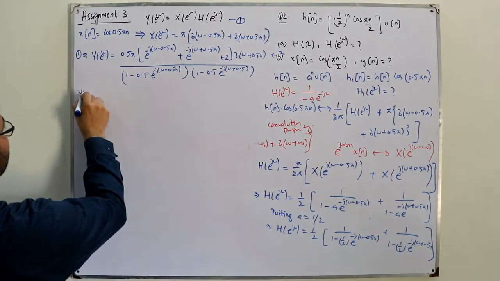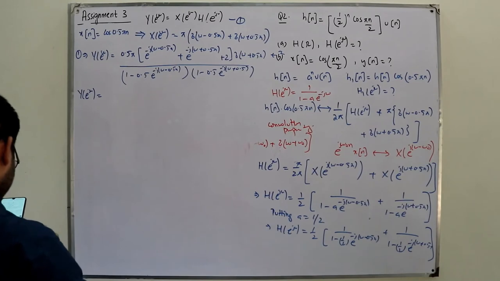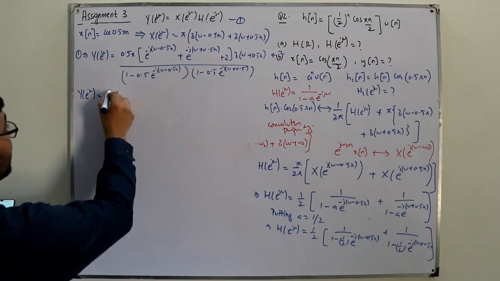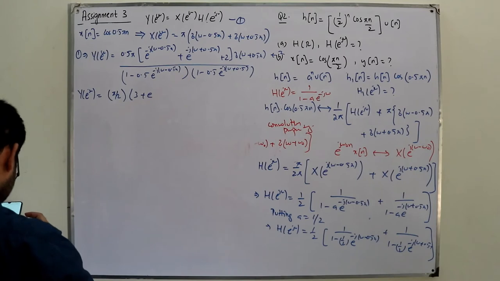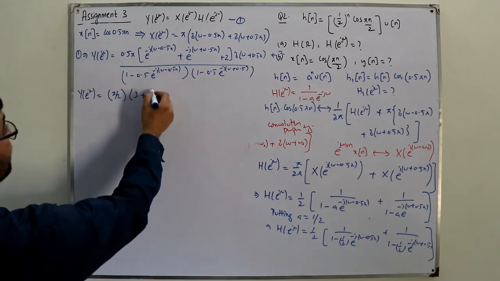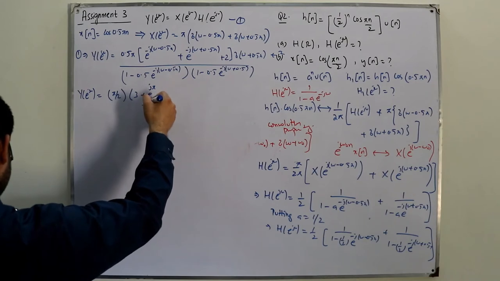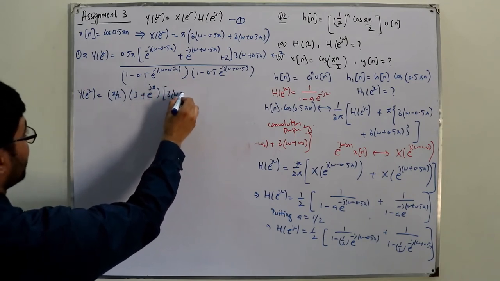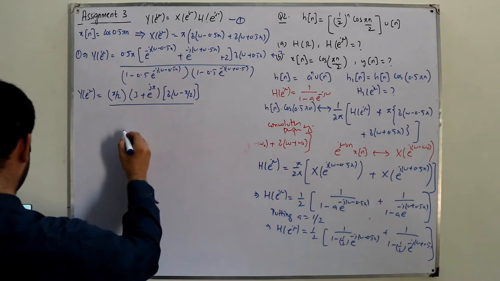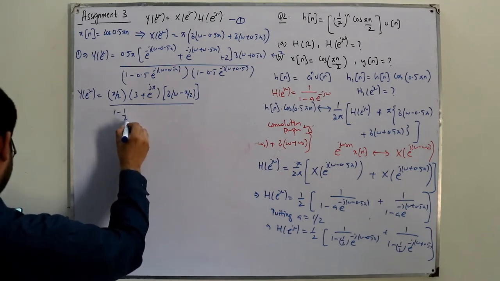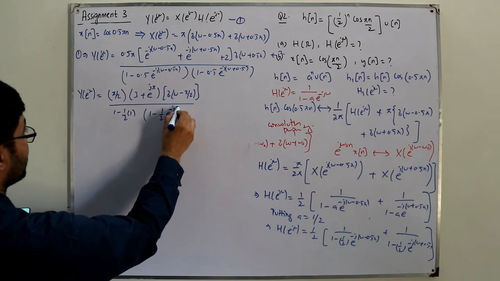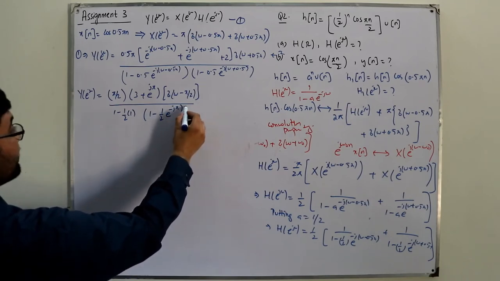Y of j omega, exponential of j omega comes out to be what? Pi by 2, I would write it like here, pi by 2, right? Then you have a 3 plus exponential of j pi. You solve them yourself. I may have some mistakes. Then you have a delta of omega minus pi by 2 divided by 1 minus 1 over 2 into 1 and multiplied with 1 minus 1 over 2 exponential of minus j pi. So they have split it, right?